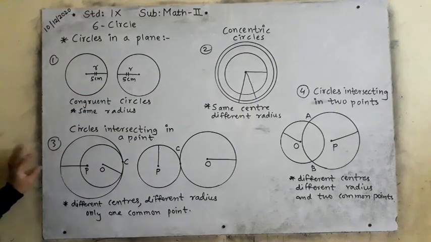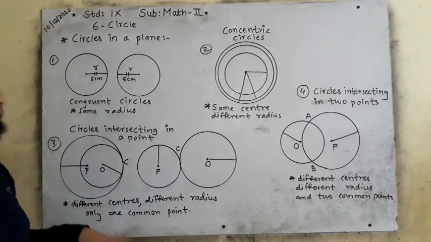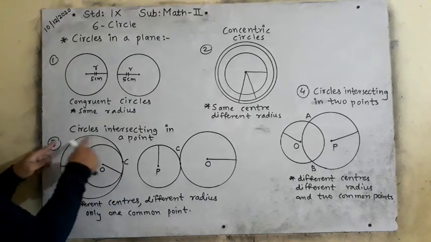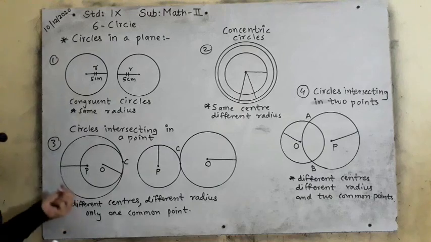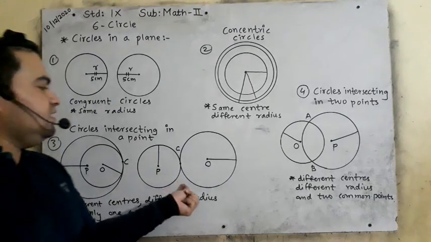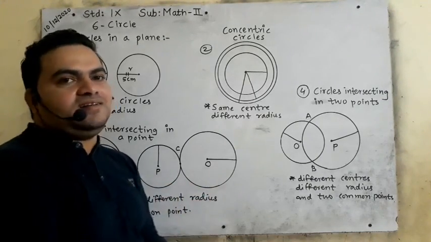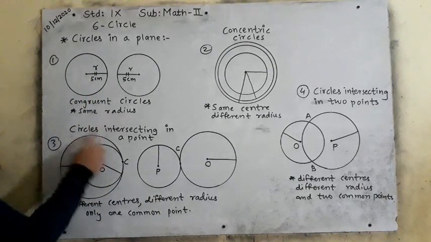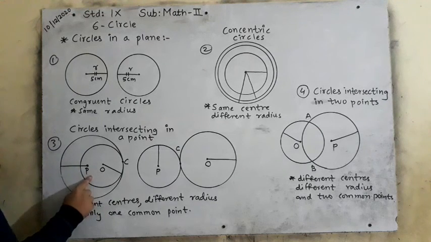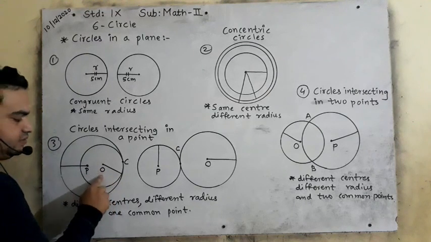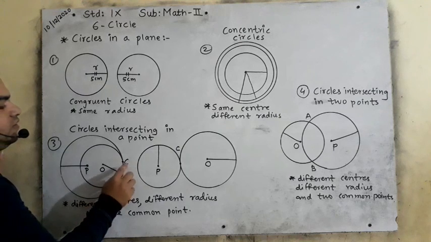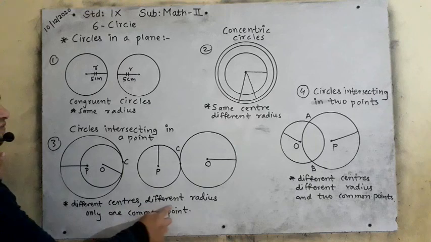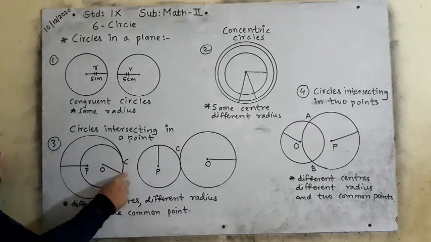Now see here the third one, circles intersecting in a point. So this is a circle. One circle is interior. These circles are touching each other internally. And these 2 circles are touching each other externally. Here these 2 circles are touching internally. Can you see the bigger circle's center is point P and the smaller circle's center is point O, and the only common point is point C. Different centers, different radii, only one common point, that is point C.